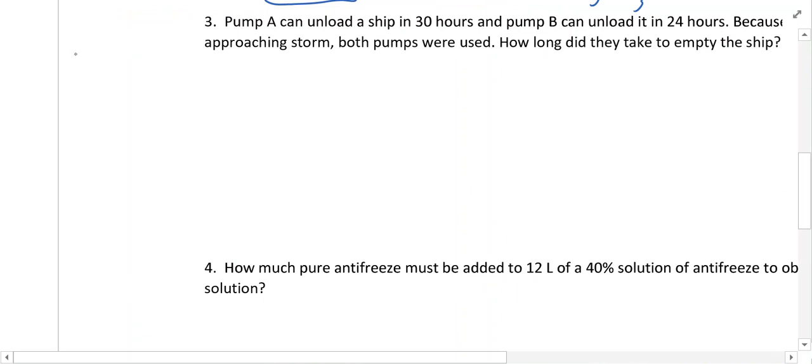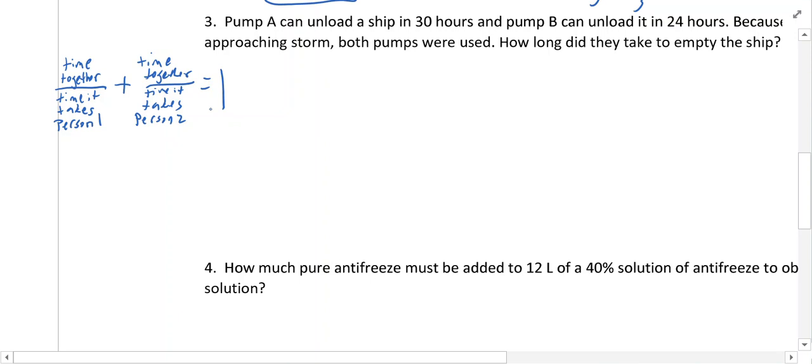Work problems go like this. We say time together, so the time it takes them together, divided by the time it takes person 1. It could be a ship, though. It doesn't have to be a person. It could be an object. So time together divided by time it takes person 1, plus, again, time together over time it takes person 2, equals 1. And it equals 1 because together they're doing one job. So that's the equation: time together over time it takes person 1 plus time together over time it takes person 2 equals 1.